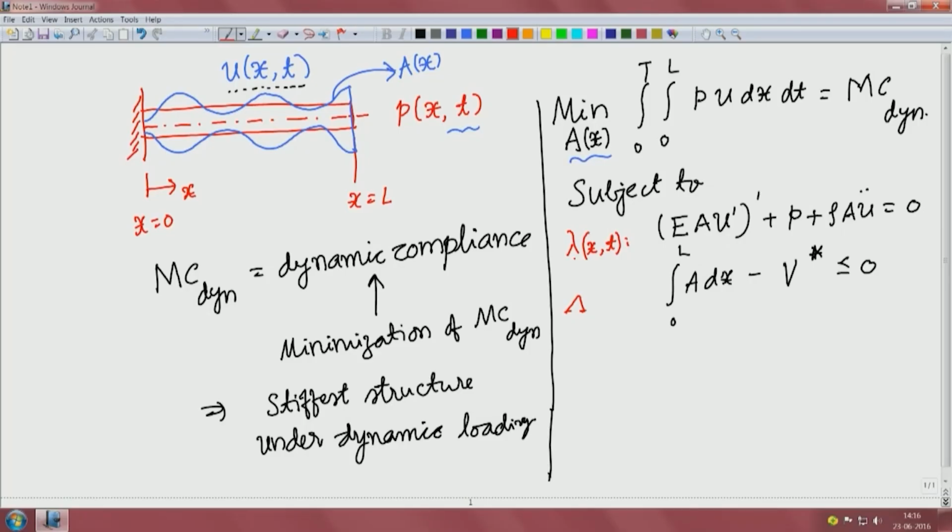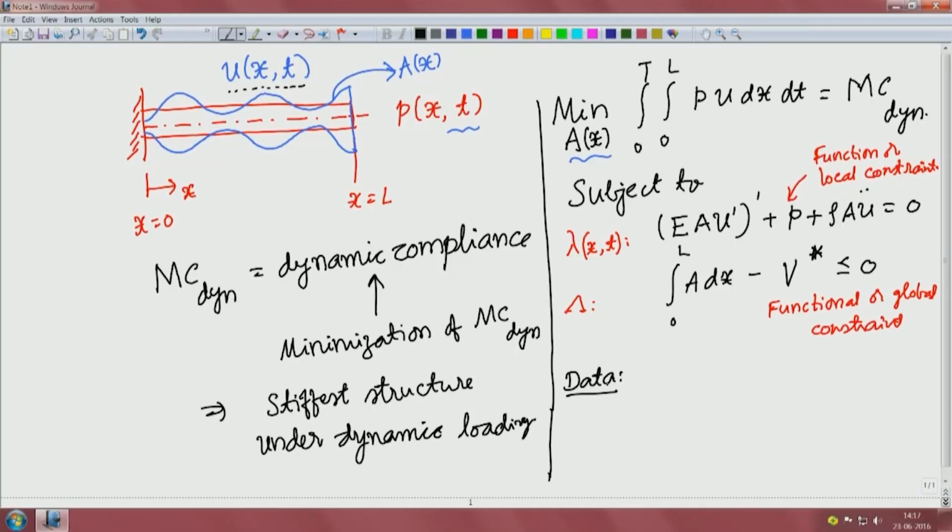So, this will be a function of x and t. This capital lambda will just be a scalar, because this is a functional type constraint. Again, let us remind ourselves that this is a functional or global constraint, and this is a function or local constraint.